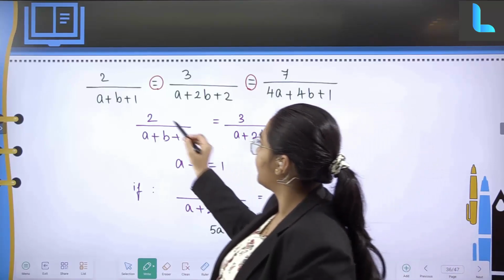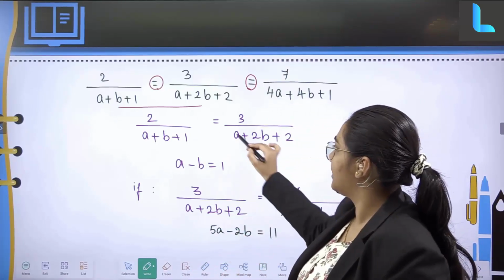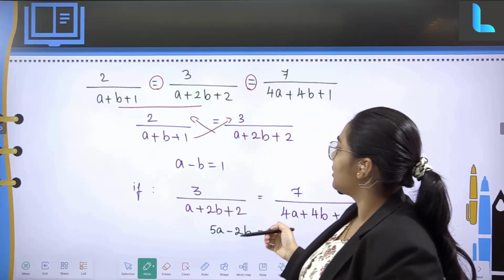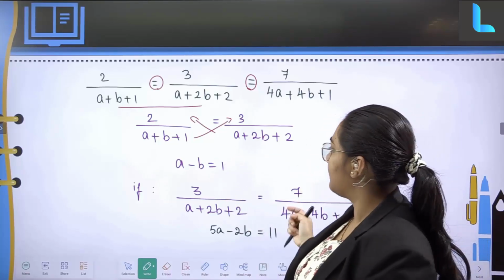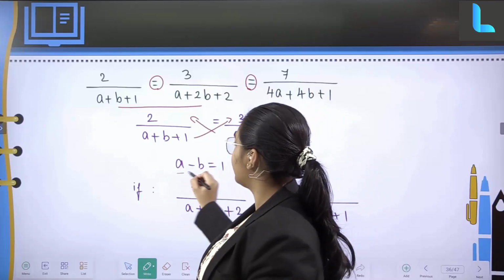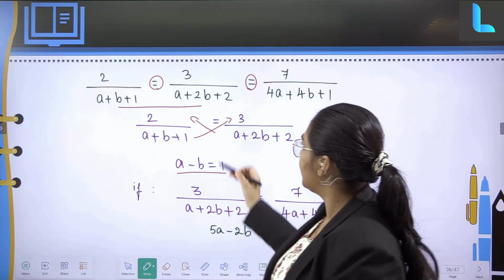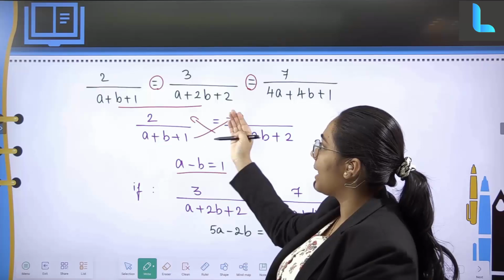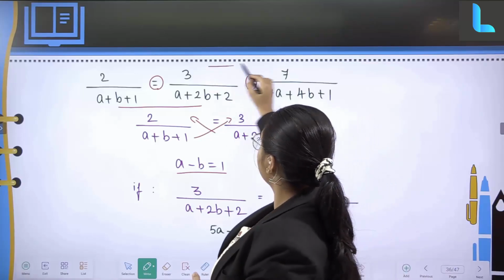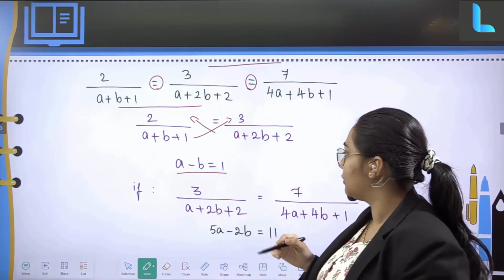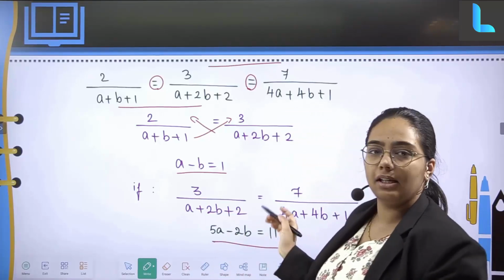When I am solving for that, first I will compare these two things. When I am comparing these two things, I can pretty easily cross multiply it, or you can do it the other way round also, but it is always recommended that you cross multiply. So when you solve for this, the equation you will get is a minus b is equal to 1. Similarly, we first compared 1 and 2, that is a1 upon a2 is equal to b1 upon b2. Now consider b1 upon b2 is equal to c1 upon c2. When we solve for that, the equation we get is 5a minus 2b is equal to 11.